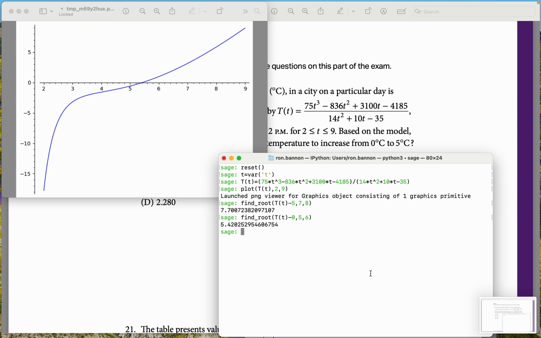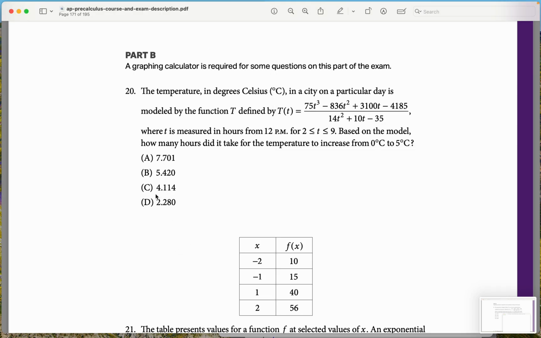What I want to do now is just do the subtraction between the two. So this one over here minus this one over here. And this will be the amount of time it took to rise 5 degrees Celsius. Whoops, I didn't want to do that actually. It's the right number, but I want to do this over here. And what do you get? About 2.28 hours. And they got that answer right here. So the correct answer is D.